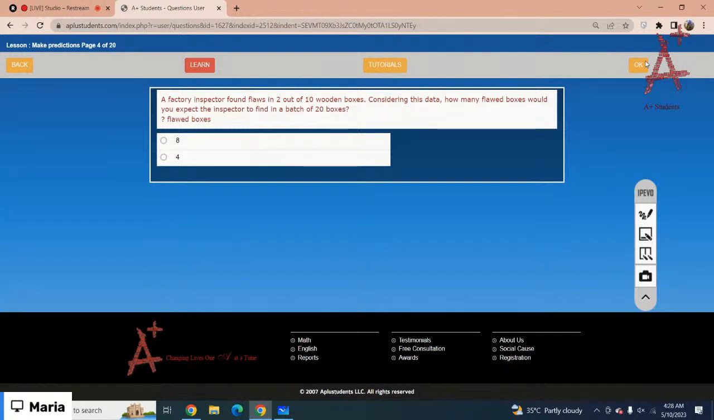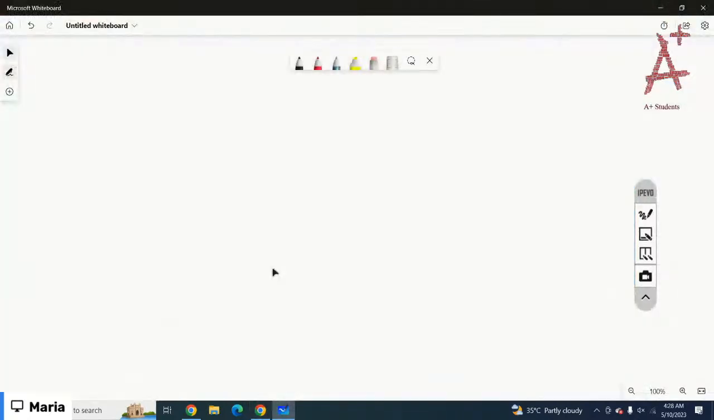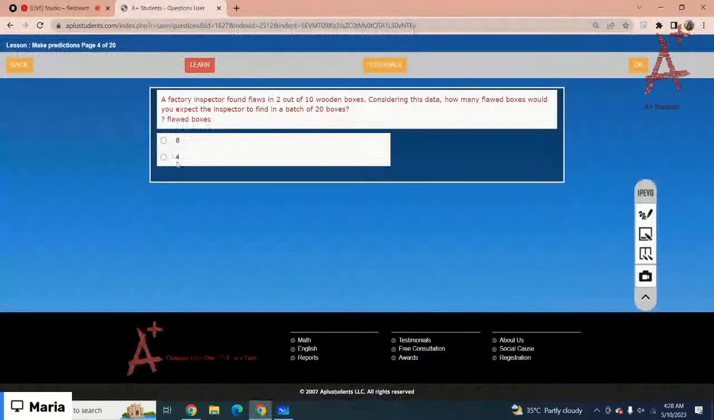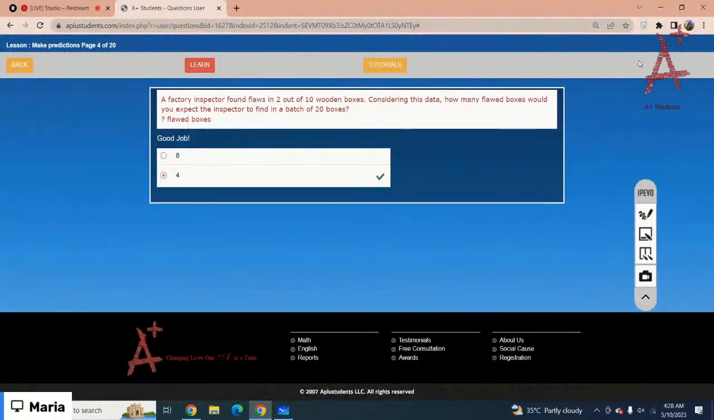You need to do 1 by 5 times 20. 1 by 5 is the probability of the flawed boxes. 5 times 1 is 5 and 5 times 4 is 20. That means out of the 20 boxes, 4 of them are flawed. Which question are you answering? 8. It would be 4. 4 boxes are flawed in the 20 boxes.